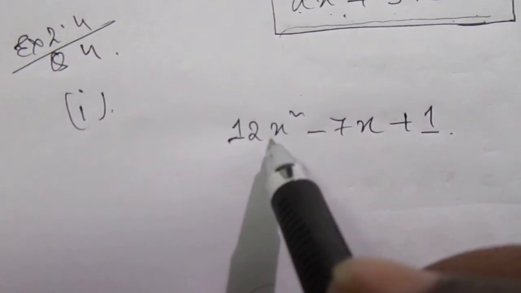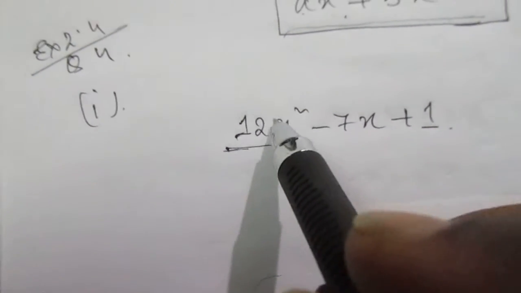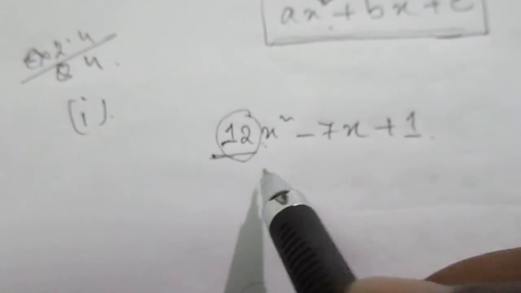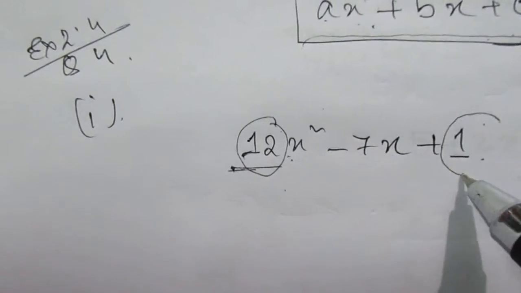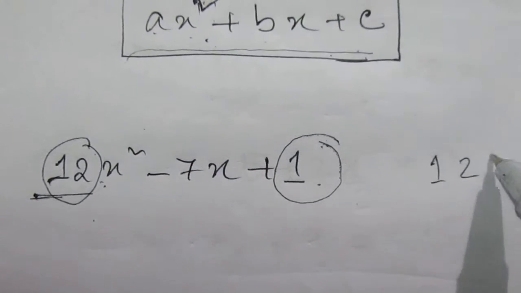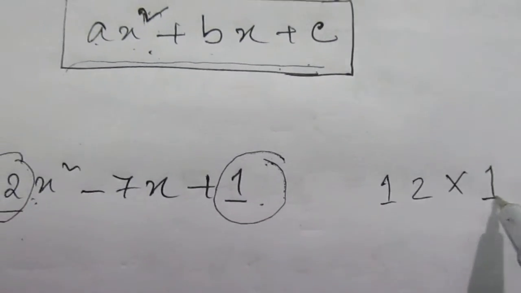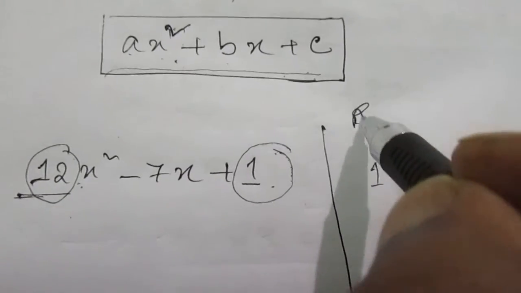So how can we factorize it? What is the coefficient of x square? The coefficient of x square is 12. And what is the value of the constant term? The constant term is 1. So we have to multiply the coefficient of x square and the constant term. This is the rough work I am doing. This is just a rough work.